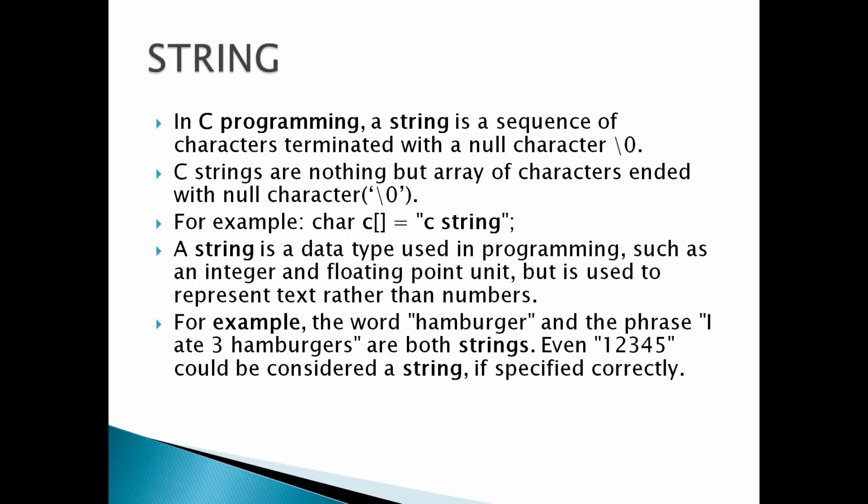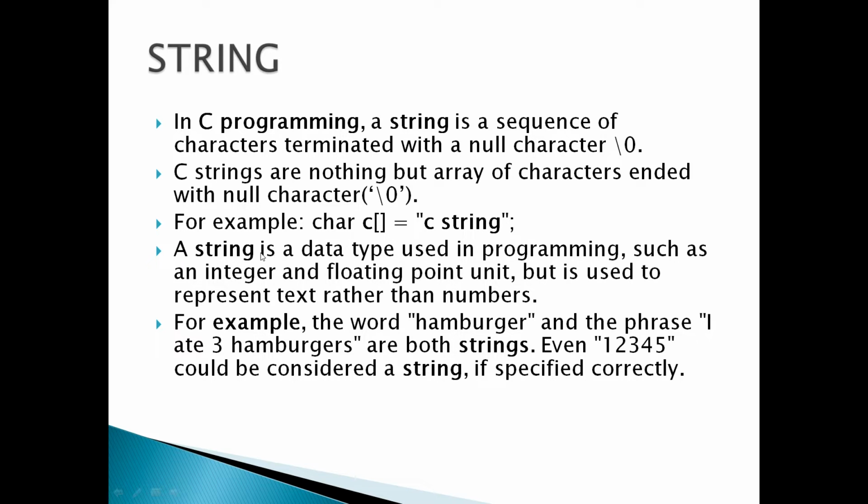Okay, what is a string? In C programming, a string is a sequence of characters terminated with a null character. We can also define it another way: C strings are nothing but an array of characters ended with the null character \0. For example, char c[] = "c string". Here "c string" is a string.